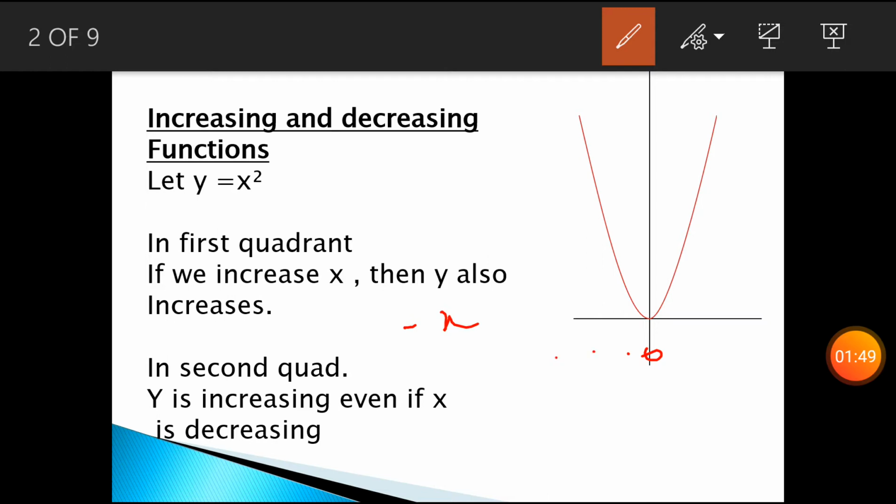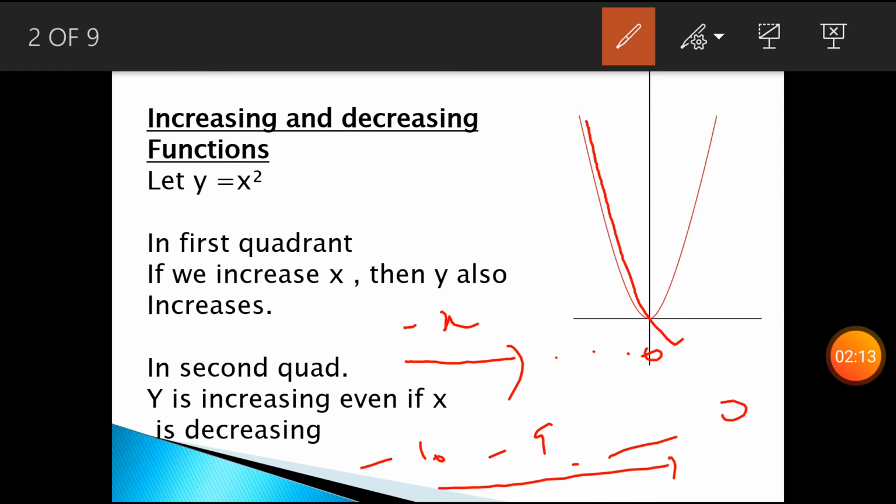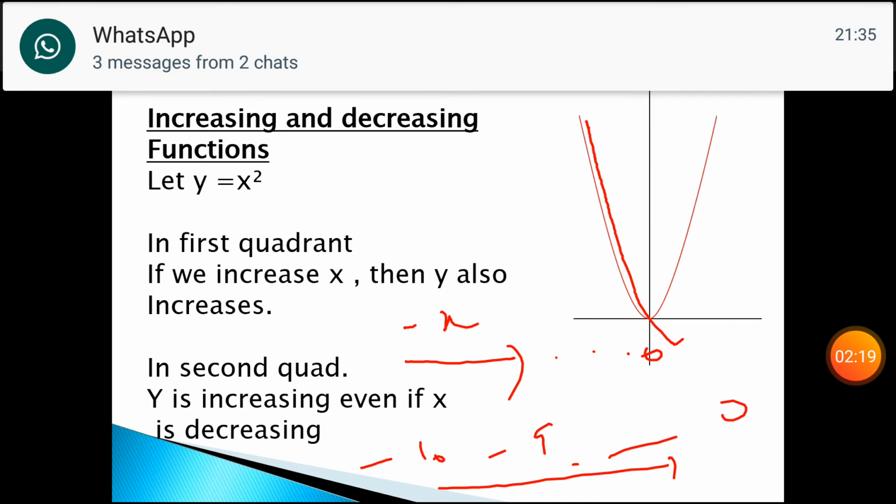So if we are going from left to right, it means we are increasing the value of x. As you know, minus 10, then minus 9, and so on to 0. It means we are increasing the value of x if we are going from left to right. So if we are increasing the value of x, what is happening with the graph? The value of y is continuously decreasing. So it means x is increasing but y is decreasing. Both have opposite nature.